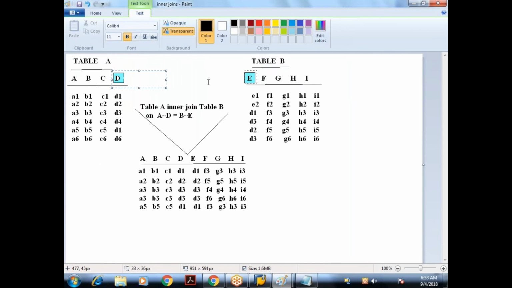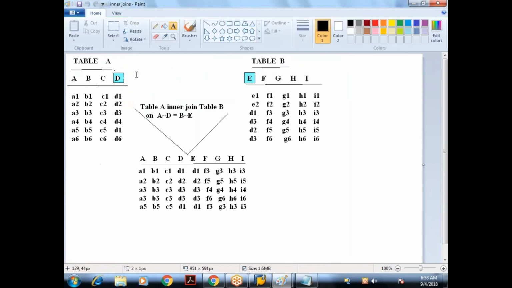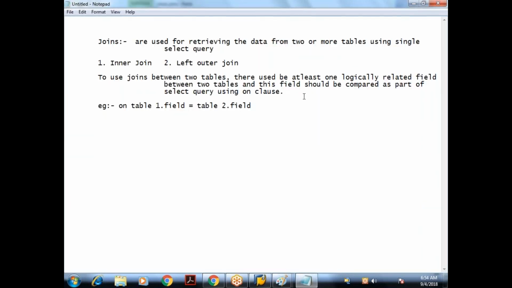The field names need not be the same, but the purpose of the field should be the same. Here also I said the two tables should have at least one logically related field. When I say logically related field, the names need not be the same, but the purpose should be the same. In both tables, that field should capture the same type of data.